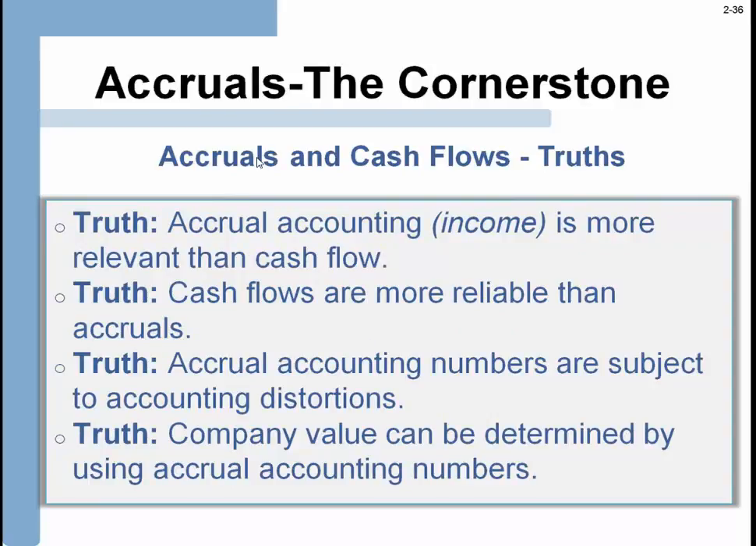Truth: accrual income is more relevant than cash flow. Cash flows are more reliable than accruals, which is true because cash is king. Accrual accounting numbers are subject to accounting distortions. Yes, they are, because all accruals are based off of estimates, and if you can support it with your auditor, they're going to let you do it. And the sad thing is some of the auditors are new and they don't understand your particular business, or they audit multiple different types of businesses and they don't have a handle on how each business works. And company value can be determined by using accrual accounting numbers.